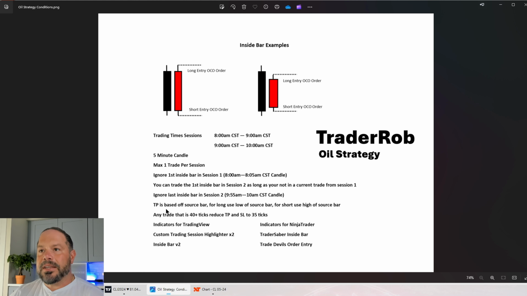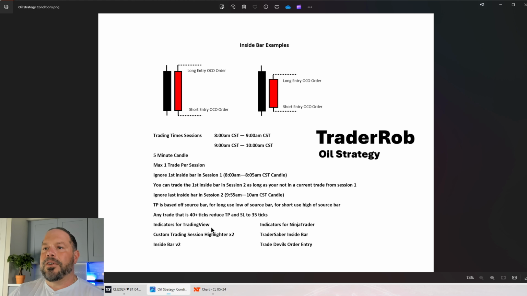My take profit and my stop loss are going to be based off of the source bar, which is the bar previous to the inside bar. And I'm going to give you guys some examples of that. Now, it's very simple how I factor in my stop loss and my take profit. Any trade that is 40 ticks or higher, I automatically reduce my take profit and my stop loss down to 35 ticks. Trust me, people, this works.